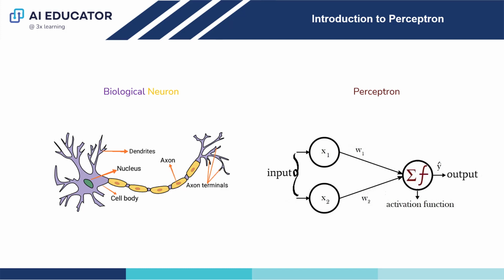Data is sent through input, which works similar to the dendrites in the biological neuron. Activation function performs the nonlinear operations on the input, which works similar to the cell body in the biological neuron. The output will receive and display the results of the activation function, which works similar to the axon in the biological neuron. Now let us look into the history of perceptron.